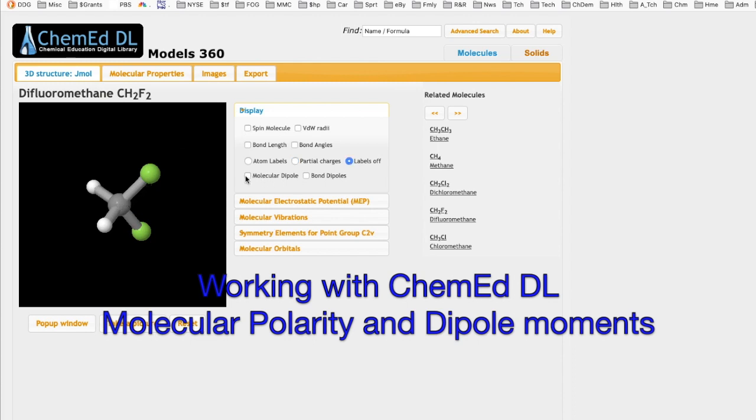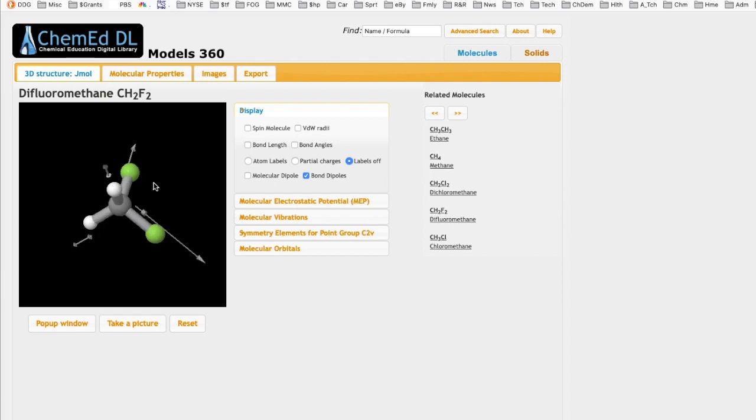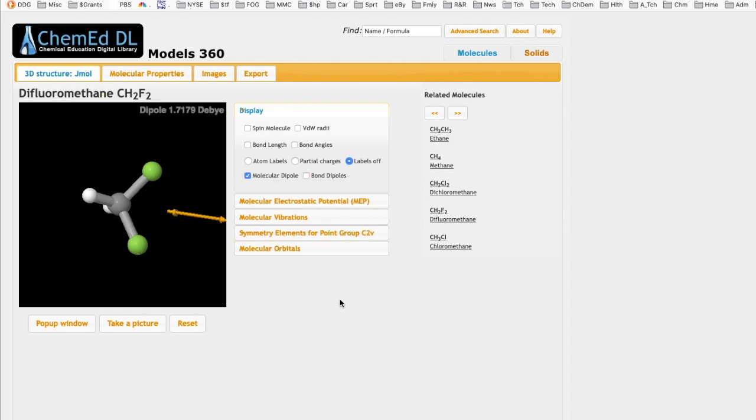I can do molecular dipole, and that's what we want. We can see that this particular chemical is polar because it has a dipole moment. And I can also do the dipole for each bond. You can see that fluorine is more electronegative, so there's a dipole pointing towards the fluorine, a dipole pointing towards the fluorine. And so these are the other dipoles. And then when you add up all those vectors, you get the molecular dipole.